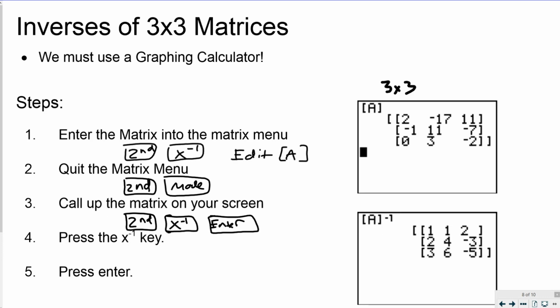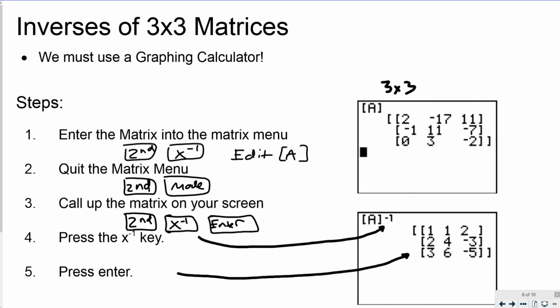You're going to quit the matrix menu. And then you're going to call up the matrix on your screen by hitting second, x to the -1st, enter. And then it will select matrix A. And then you push the x to the -1 key, which will look like this. And then if you hit enter, it will give you the matrix inverse here. So this matrix on the bottom is the inverse of the original matrix A.